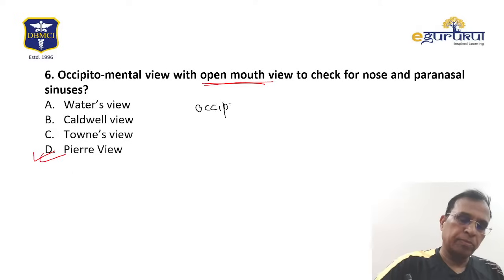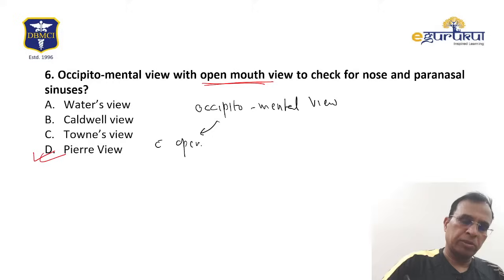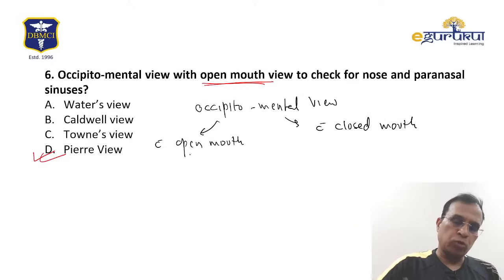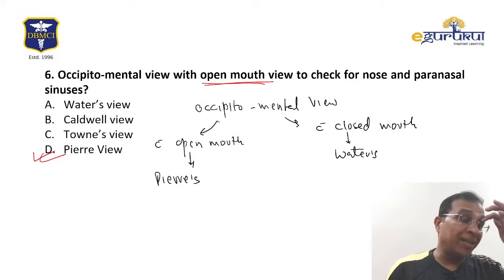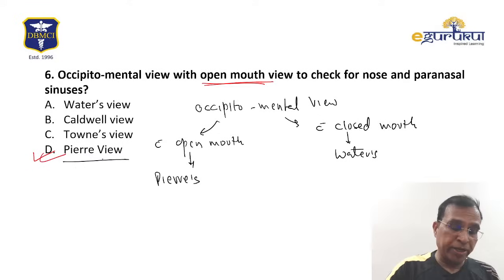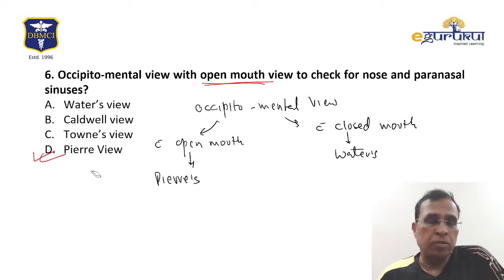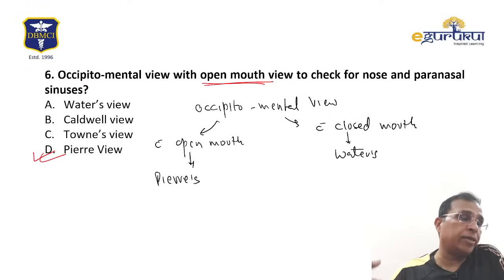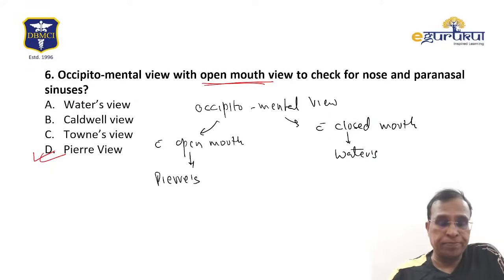See, occipitomental view can be with open mouth, with closed mouth. With open mouth it is PRS view, with closed mouth it is Waters view. So because the question clearly says open mouth, therefore PRS is the correct answer, not Waters view. Okay. So Srija got it correct and Nazir, 2 people got it correct, most of you got it wrong. So please make a correction here.